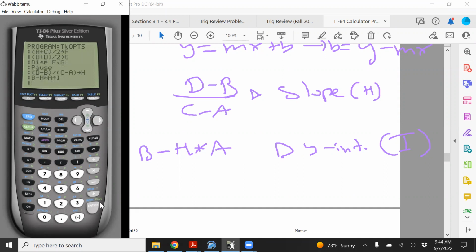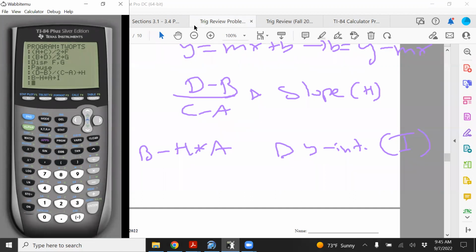Not really, no. So is it B minus A? It won't matter, because what the calculator is doing is more of operations. It's doing h times a and b minus that number, storing it as I. So it won't matter. You can store as Y if you want, it's up to you. So now B minus H times.